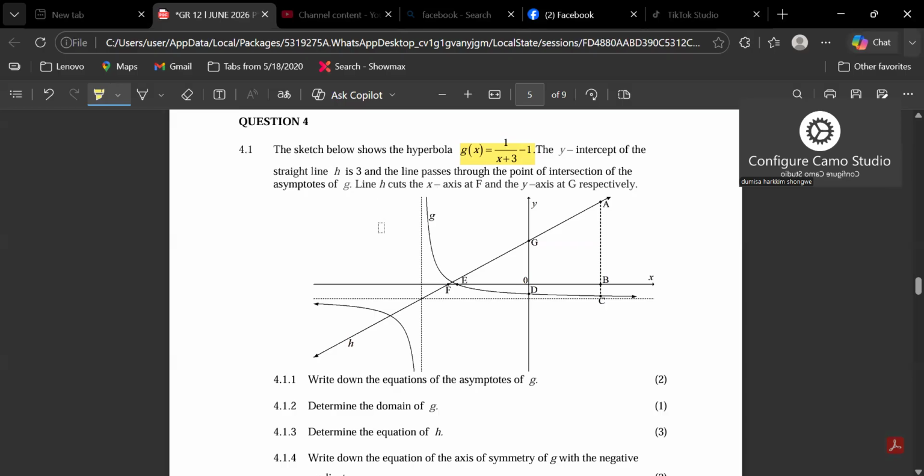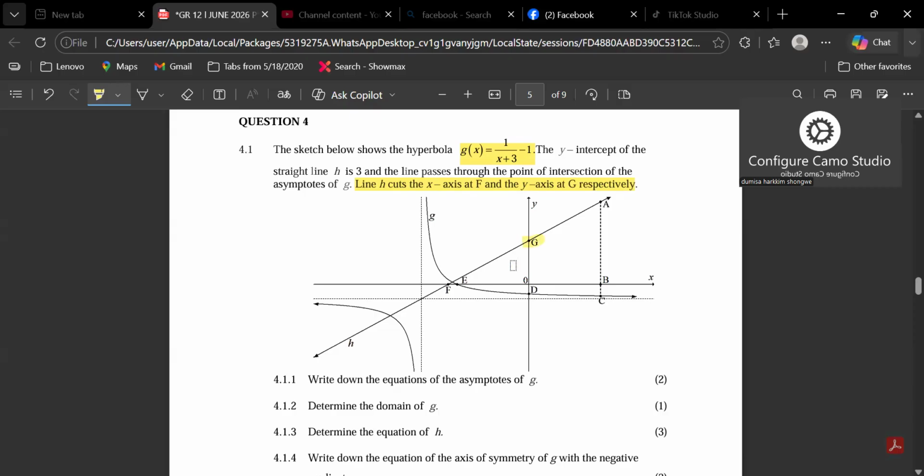And it says, line h cuts the x-axis at f and the y-axis at g, respectively. Okay, so we have another graph, which is the straight line. So they say it cuts, highlight those points, it's f and g. Okay, that's it for our statement. As you can see, guys, here we're dealing with the hyperbolic function and a straight line. And then we're going to be approaching 4.1.1 now.